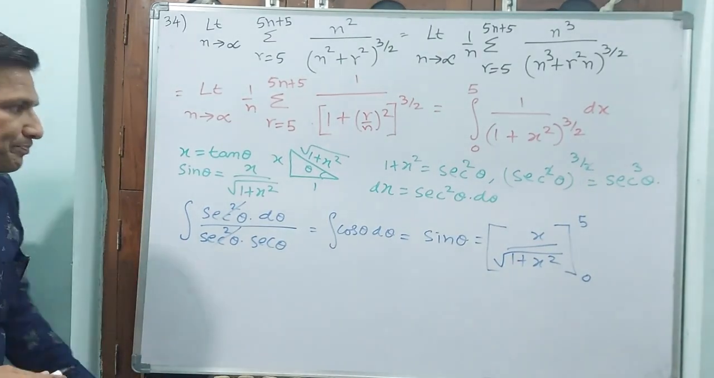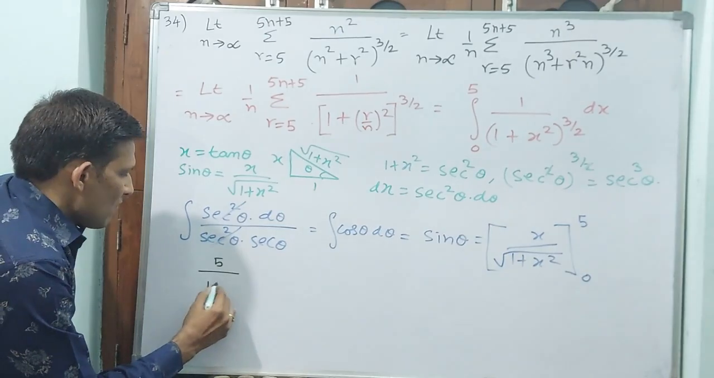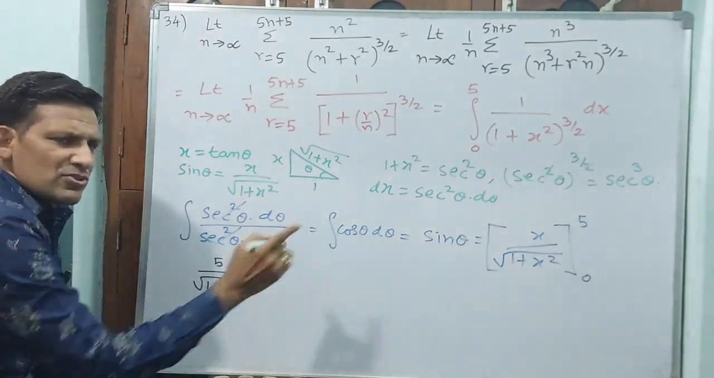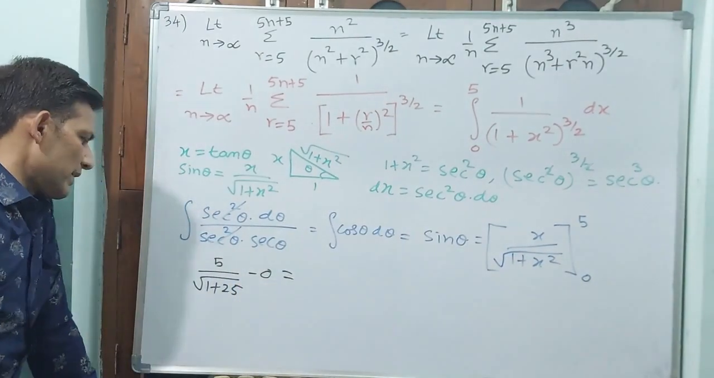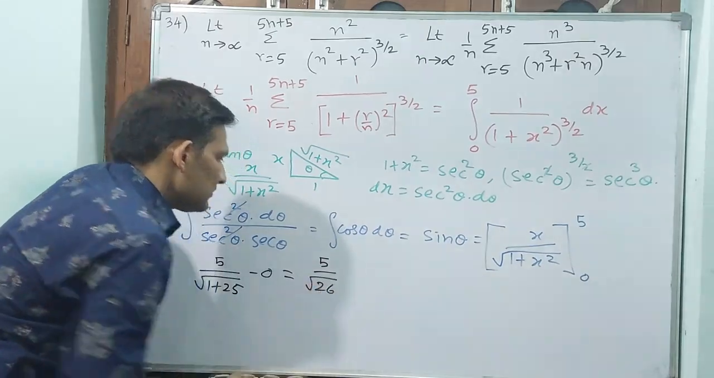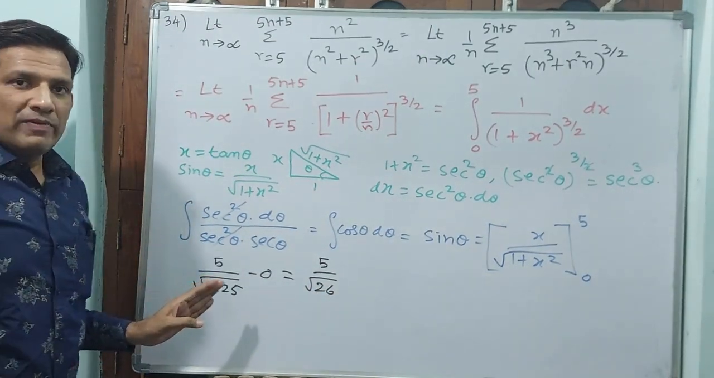Now applying 5: 5 by under root 1 plus 25, minus 0, which is 0, that's all. Don't worry, the answer will be 5 by root 26. Understand the logic? Okay, take this, we will go for the next question.